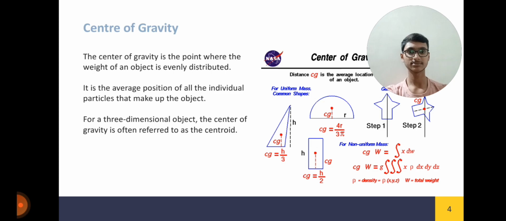Center of gravity. Center of gravity is the point where the weight of an object is evenly distributed. It is the average position of all the individual particles that make up the object. For a three-dimensional object, the center of gravity is often referred to as the centroid.